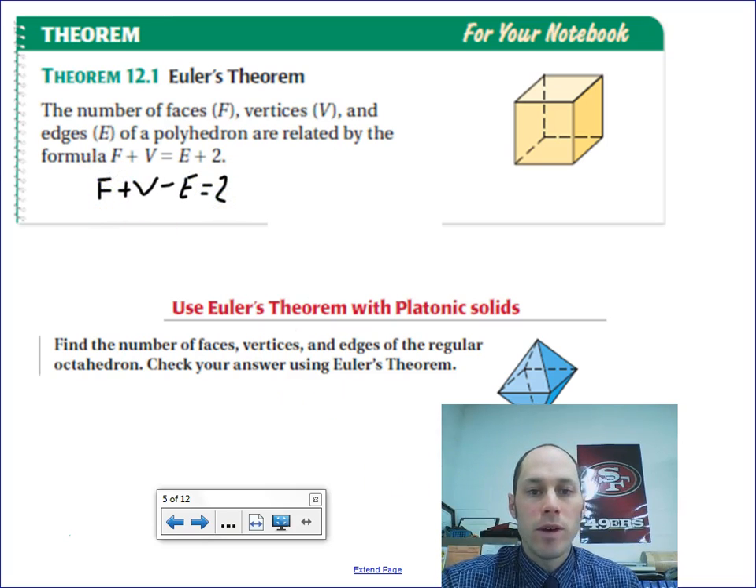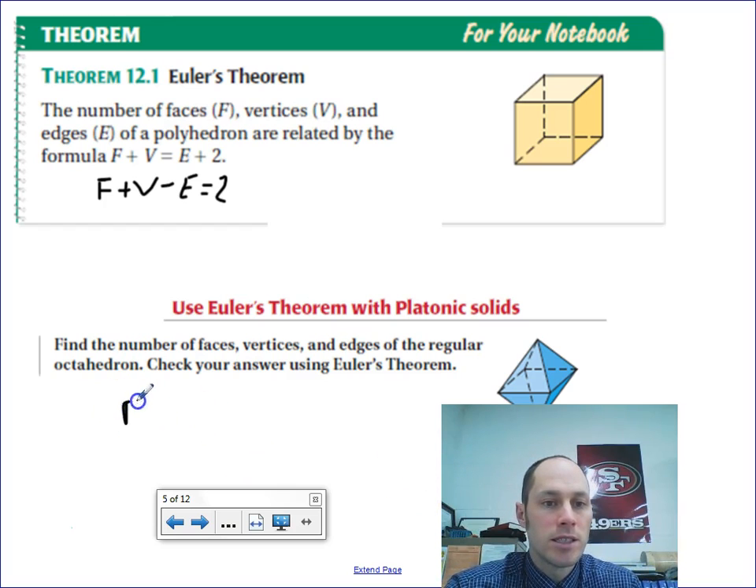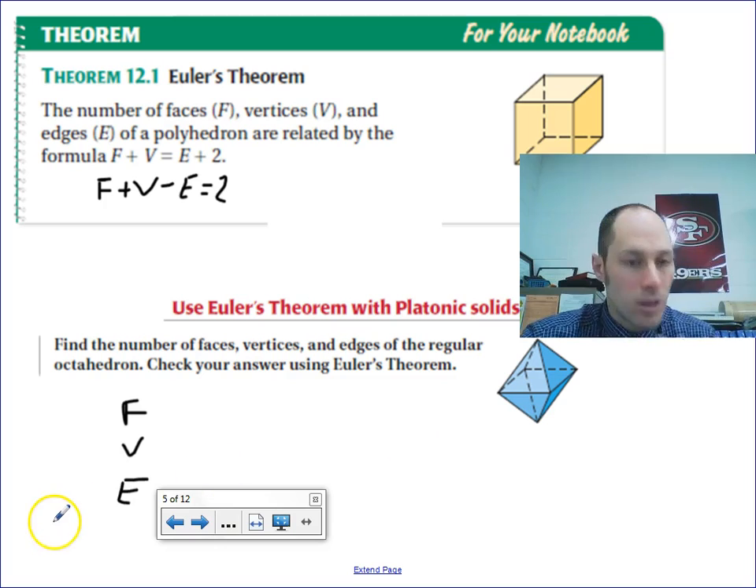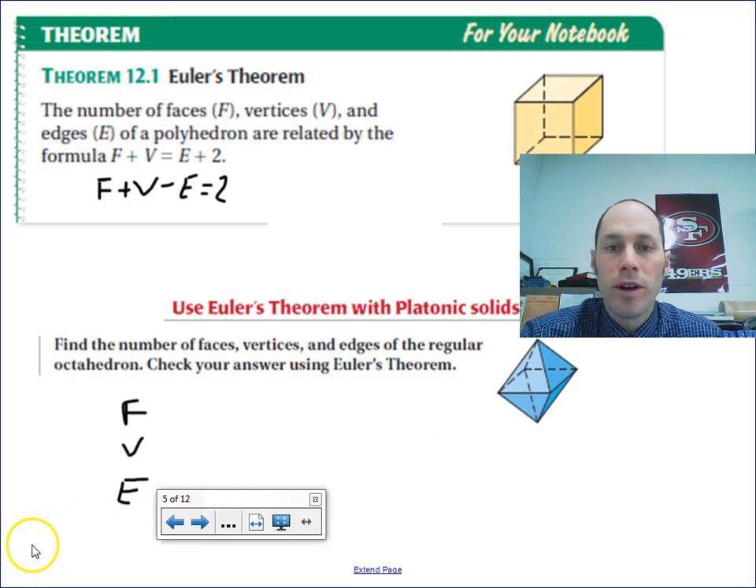So now that we know that, we can apply that with different ones. So see if you can find the number of faces, vertices, and edges in this regular octahedron. So go ahead and do that. Restart the video when you're ready.